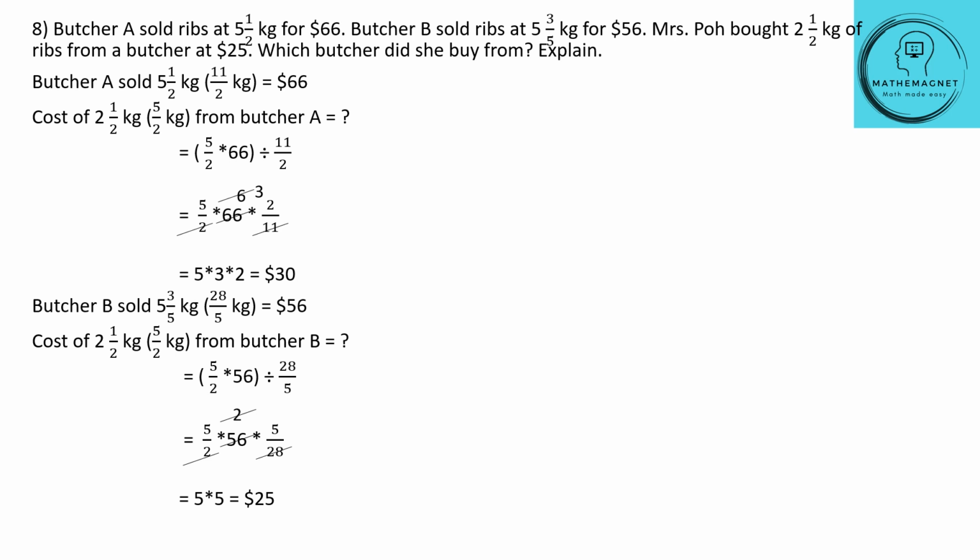So it is very clear that butcher B has sold 2.5 kgs of ribs for $25. So the conclusion will be Mrs. Poe bought 2.5 kgs of ribs from butcher B for $25.